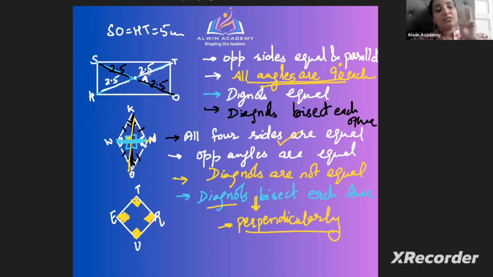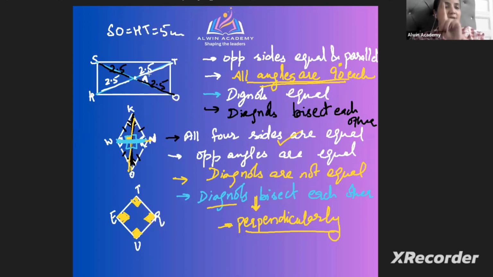Keep this in mind. This is very important, beta, in 8th and 9th and 10th. So focus on the screen, please. Abhi, I'm discussing three properties of diagonals. Are they equal? Do they bisect, or are they perpendicular or not? So for a parallelogram, diagonals are not equal, but they bisect each other. They are never perpendicular to each other. Got it, everyone? For a rectangle, diagonals are equal. They bisect each other, but are never perpendicular.